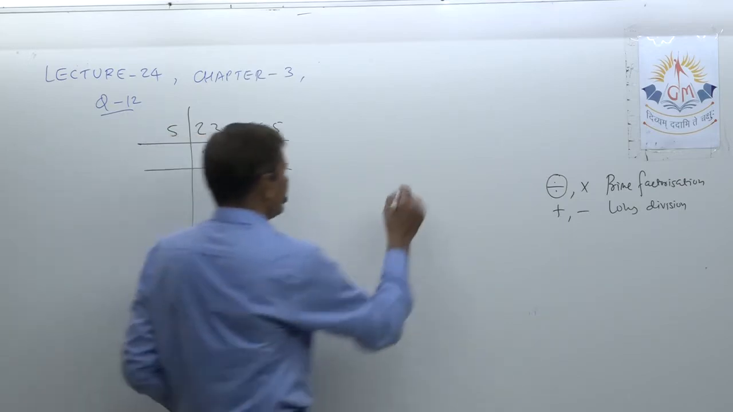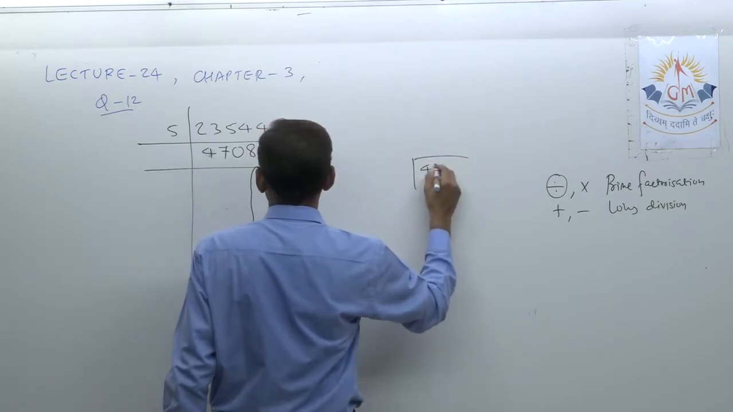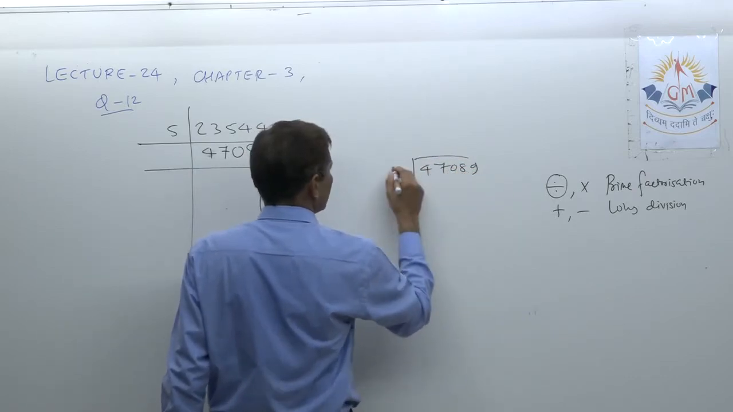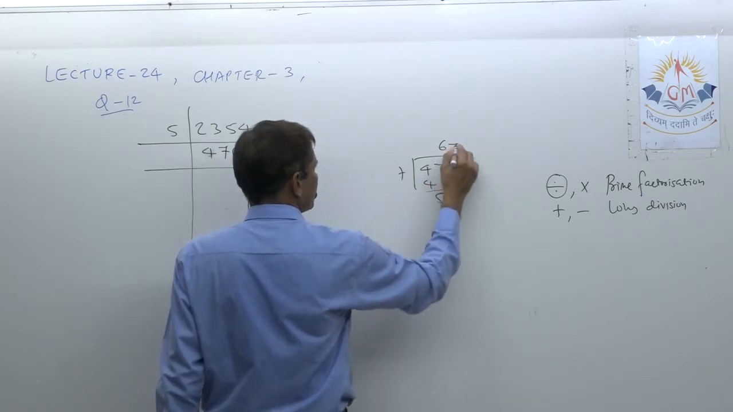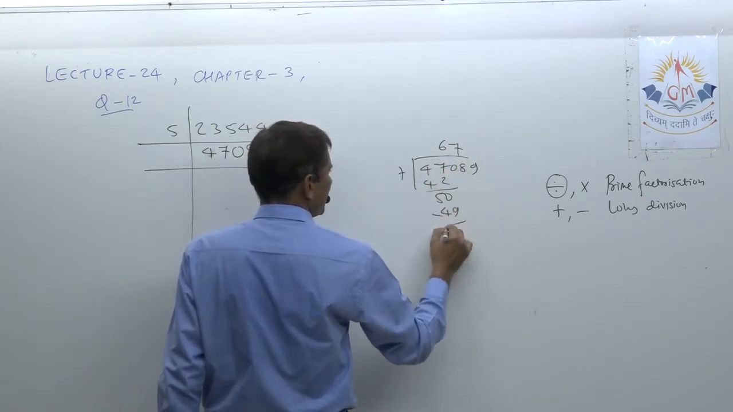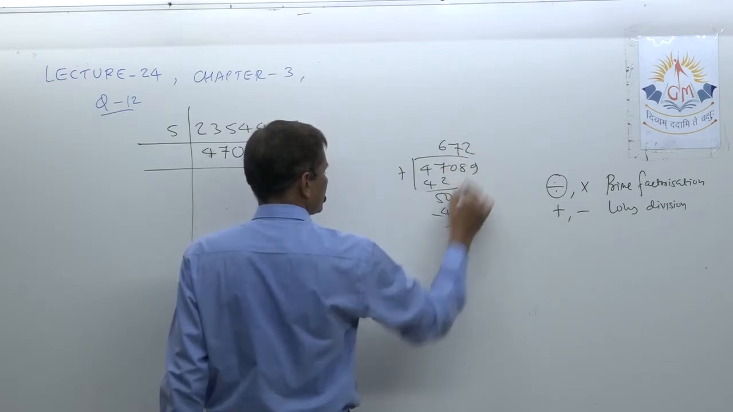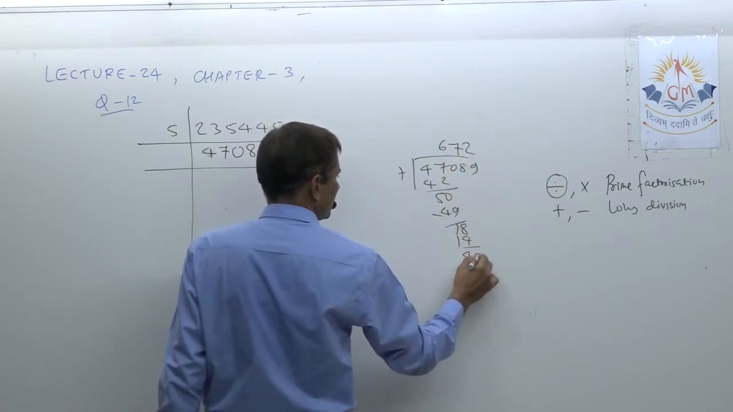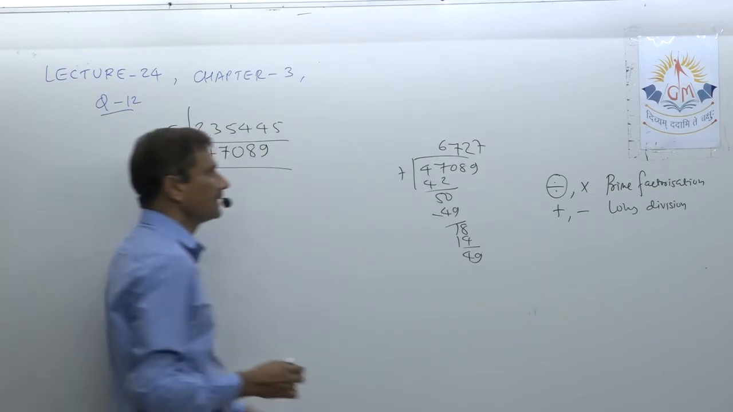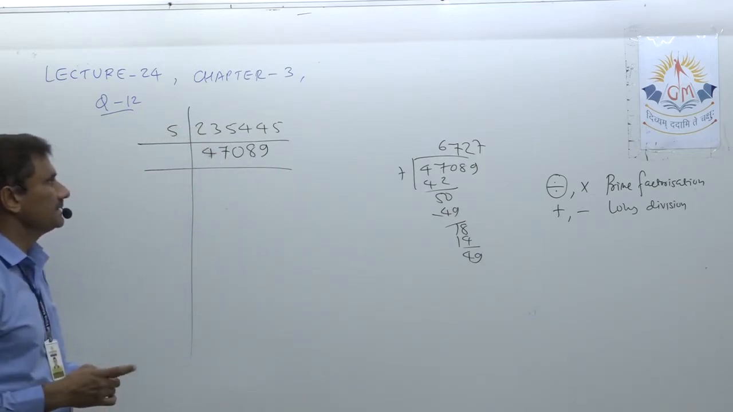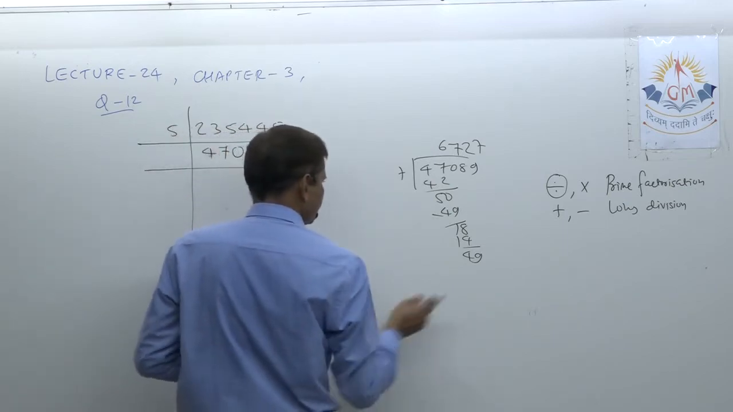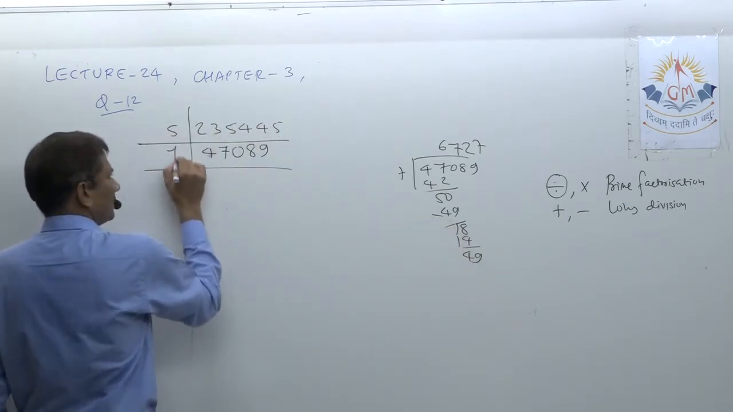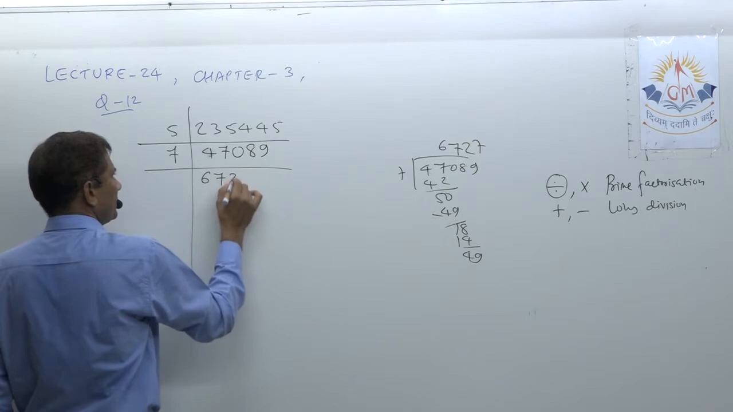Okay, now you can try here also. 7 6s are 42, 7 7s are 49, 7 2s are 14, 7 7s are 49. Okay, so with 7 it is divisible. So you can write here 7.